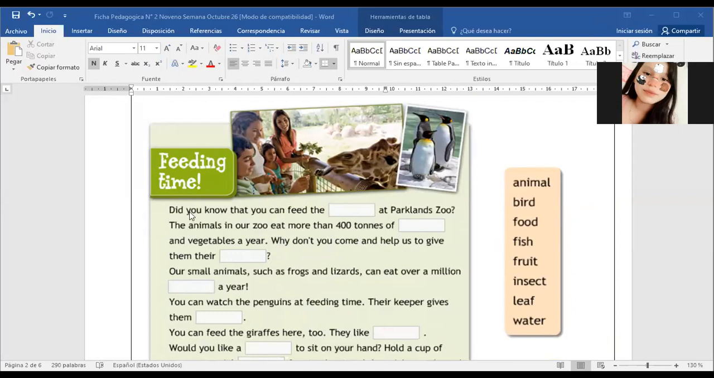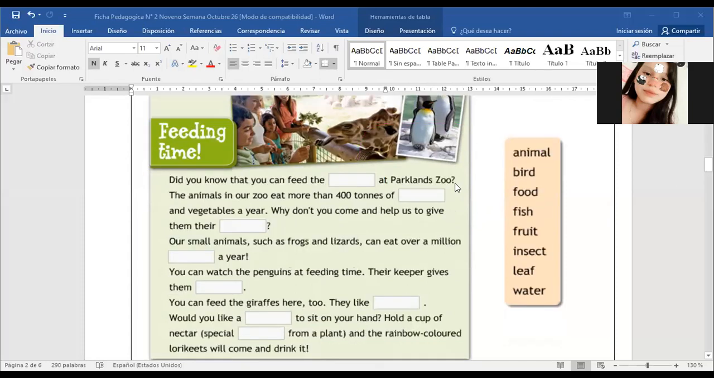All right, the first one is: did you know that you can feed the animals? Exactly, animals. Very good. So you put S here, no? Okay, but over here, let me write it down. You put animals, okay? Animal, like that. You complete animals with the words in plural, if it's necessary, okay? Now, let me see, more people are logging in.